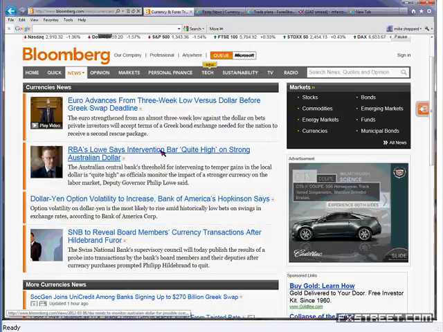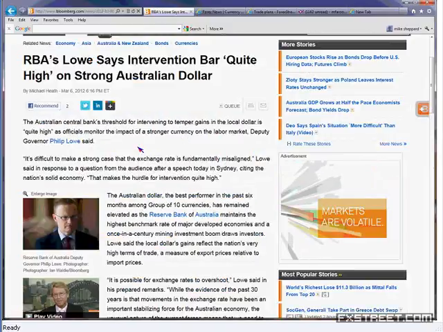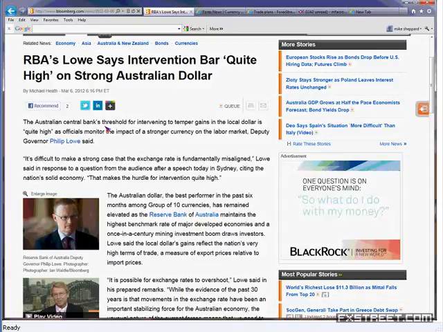this news was interesting. RBA Israel, he made a statement here. Australian Central Bank's threshold for intervening to temper gains in the local dollar is quite high.